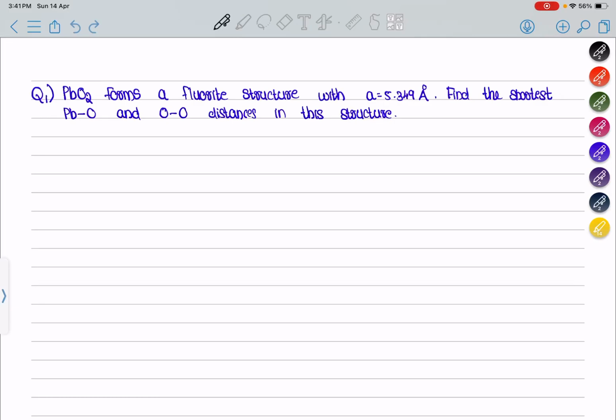Today we will be discussing one question from solid state chemistry. It's related to fluorite structure. Let's read the question. PbO2 forms a fluorite structure with a = 5.349 angstrom. Find the shortest Pb-O and O-O distances in the structure. The important points given: PbO2 forms a fluorite structure. We need to know what the structure of fluorite is, and we need to find Pb-O and O-O distances.